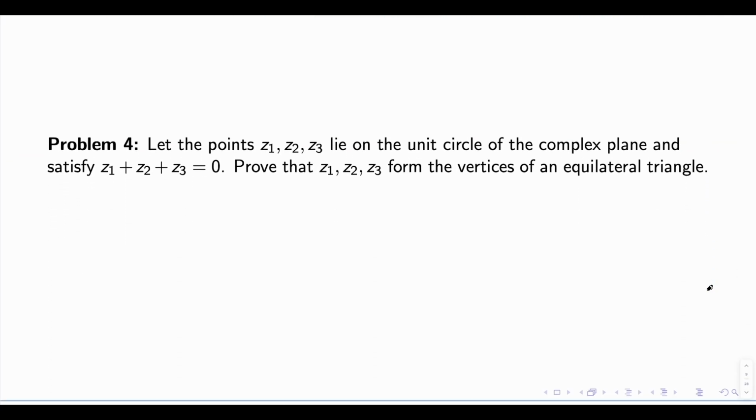Now another problem. Let the points z1, z2, z3 lie on the unit circle of the complex plane and satisfy z1 plus z2 plus z3 equal to 0. Then prove that z1, z2, z3 form the vertices of an equilateral triangle. So this is an exercise for you. Try to solve it. Okay. So thank you very much. Thanks a lot.